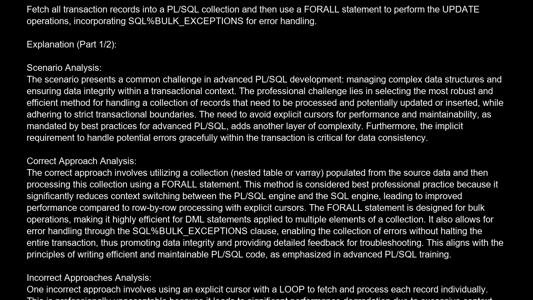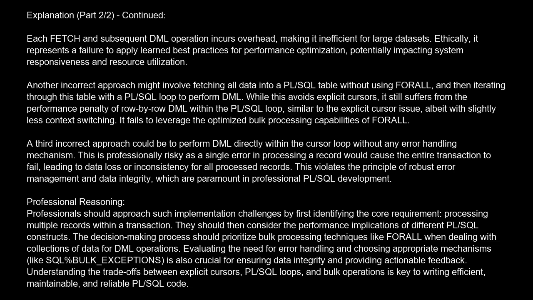Incorrect approaches analysis. One incorrect approach involves using an explicit cursor with a loop to fetch and process each record individually. This is professionally unacceptable because it leads to significant performance degradation due to excessive context switching. Each fetch and subsequent DML operation incurs overhead, making it inefficient for large datasets. Ethically, it represents a failure to apply learned best practices for performance optimization, potentially impacting system responsiveness and resource utilization.